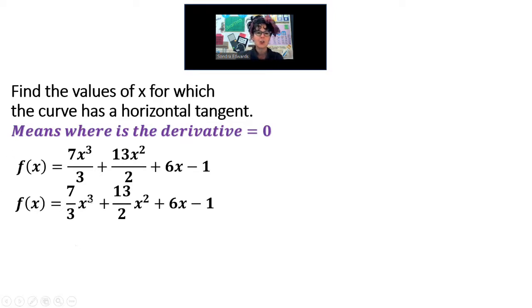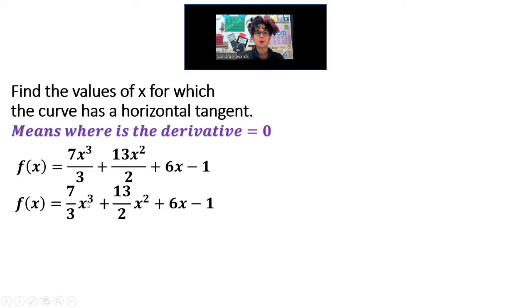Notice x to the third over 1, 7 times x to the third, I'm right back here. 3 times 1, I'm right back here. Okay, so that goes there. All right, so now I'm ready to use my power rule. 3 moves to the front. Now if you move 3 to the front, 7/3 times 3 is just 7.